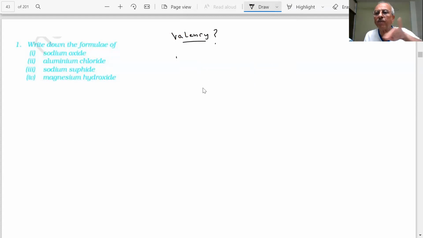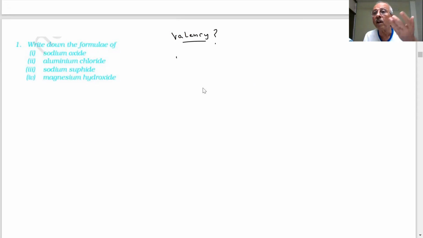What is valency? We said it is the combining capacity of the element. And when I asked, tell me what is the valency of an element like oxygen? It is 2. Why? Because it combines with 2 atoms of hydrogen. Yes. And we will give more detailed answers as we move to higher classes.